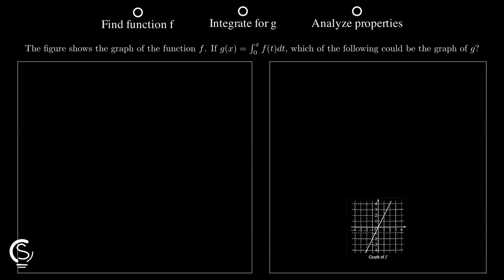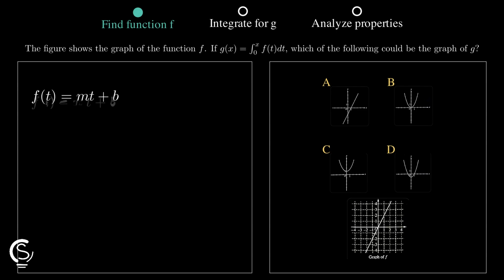First, observe the graph of f. It is a line with a slope of 1, passing through (-1, 0) and (0, 1).